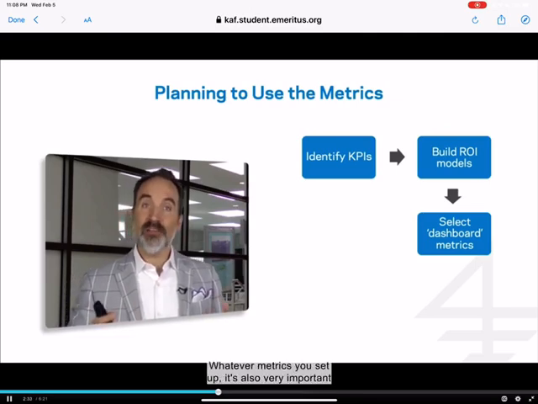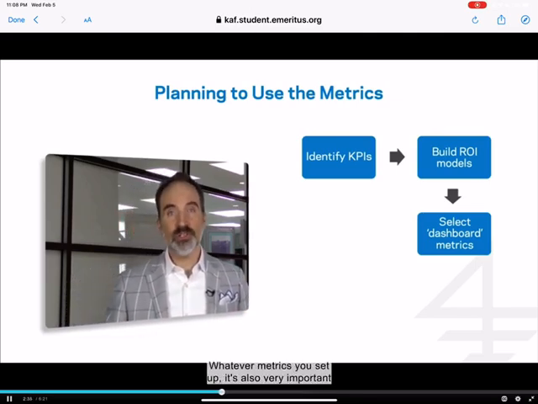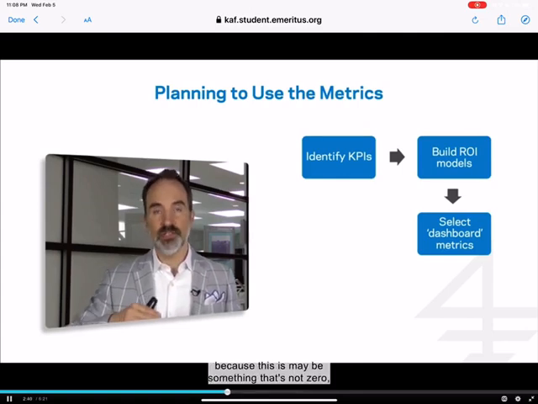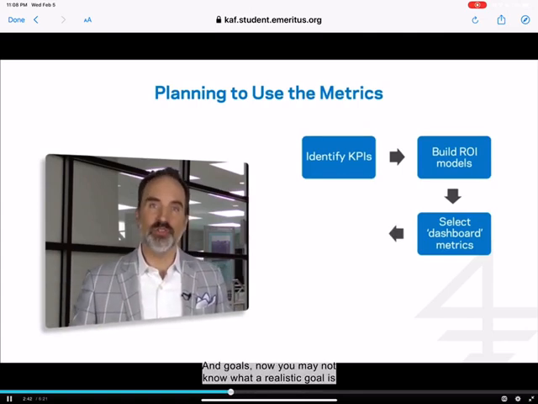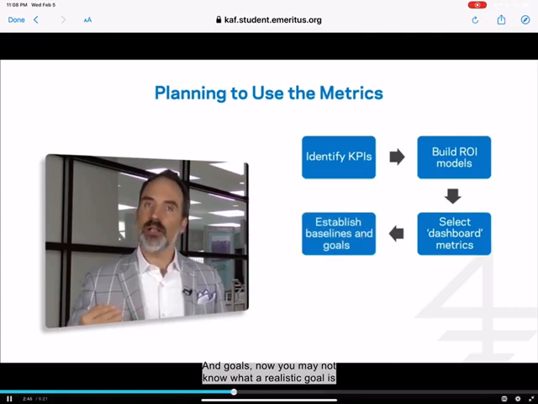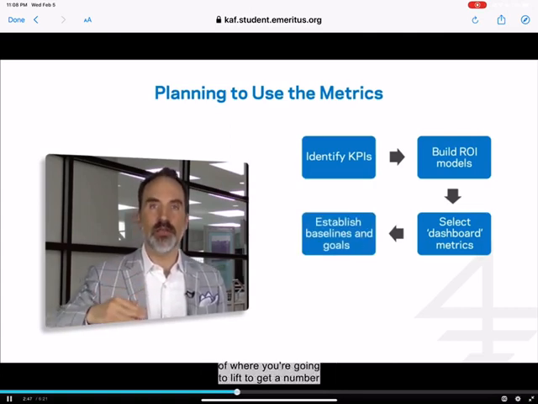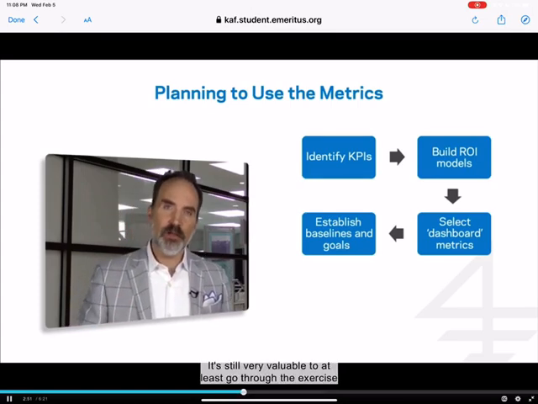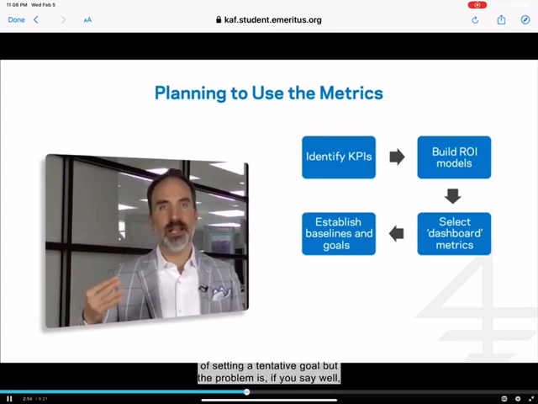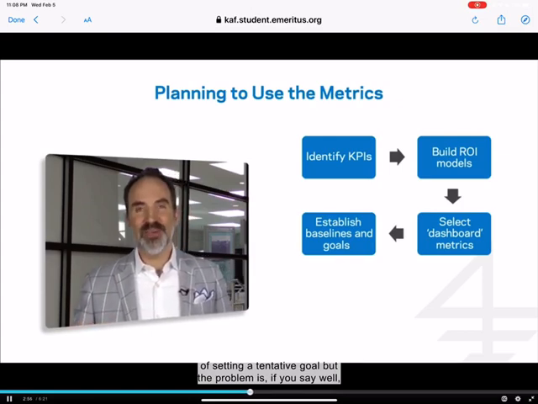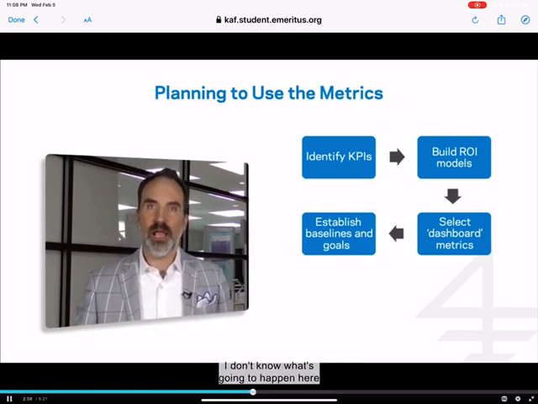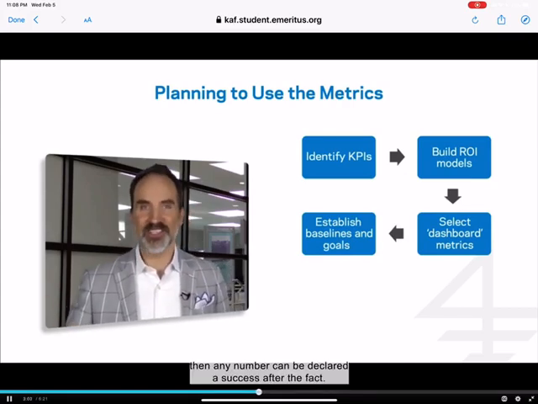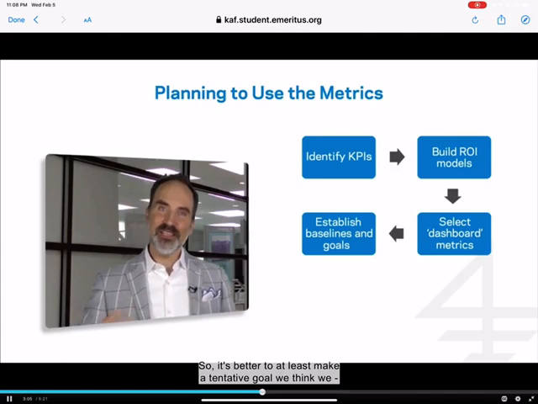Whatever metrics you set up, it's also very important to set both baselines, where is the number currently, because this may be something that's not zero, it's going to be going up, and goals. Now, you may not know what a realistic goal is of where you're going to lift a given number from its current position because you're trying something very different. It's still very valuable to at least go through the exercise of setting a tentative goal. The problem is if you say, well, I don't know what's going to happen here, and you don't set a goal at all, then any number can be declared a success after the fact. So it's better to at least make a tentative goal.